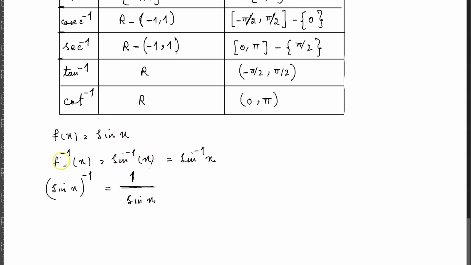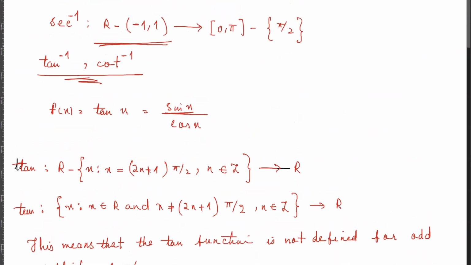And this applies to other trigonometric functions. For example, if you have f of x is equal to cos x, then the inverse of this function would be cos inverse x. And if you write cos x whole inverse, it is the same thing as 1 over cos x. And so on and so forth for all of the trigonometric ratios or functions that we have. That is that.